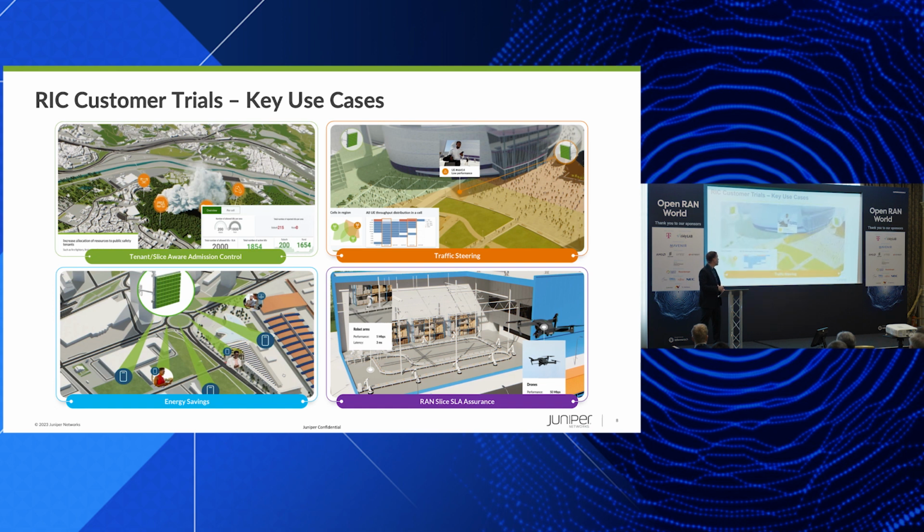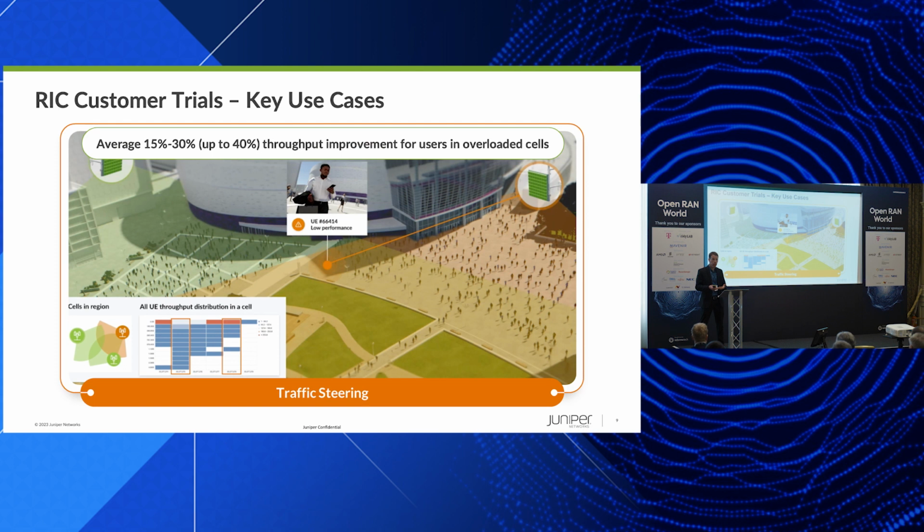Next one is traffic steering. Traffic steering is a use case that was co-developed with a partner, Parallel Wireless. They have developed the xApp. They were providing the network functions, and we at Juniper have developed the rApp to drive the policies for that xApp. This was a trial at Vodafone on their live network in Turkey, in the same trial as the admission control that we saw.